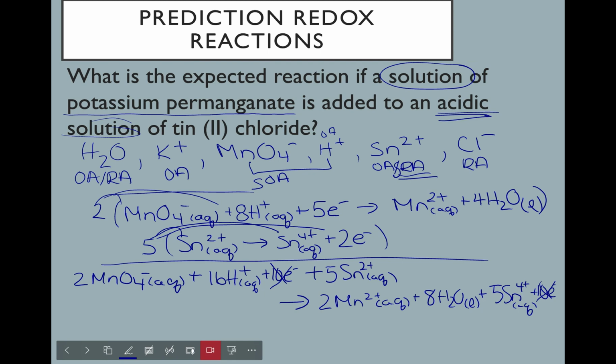And then lastly, you want to predict if this reaction is spontaneous or non-spontaneous. If you look at your table, your OA is higher up than your RA, so this would be a spontaneous reaction.